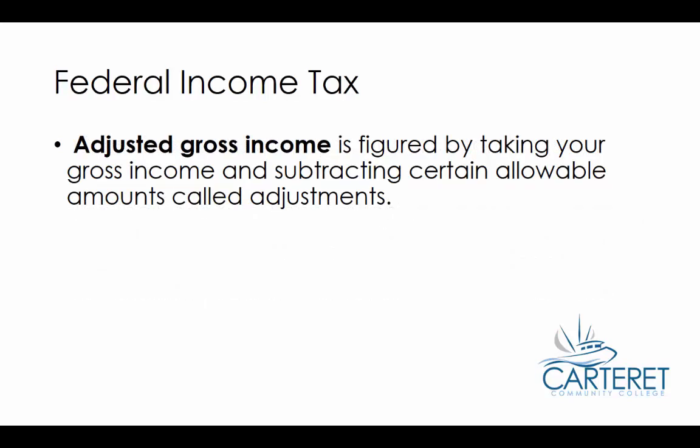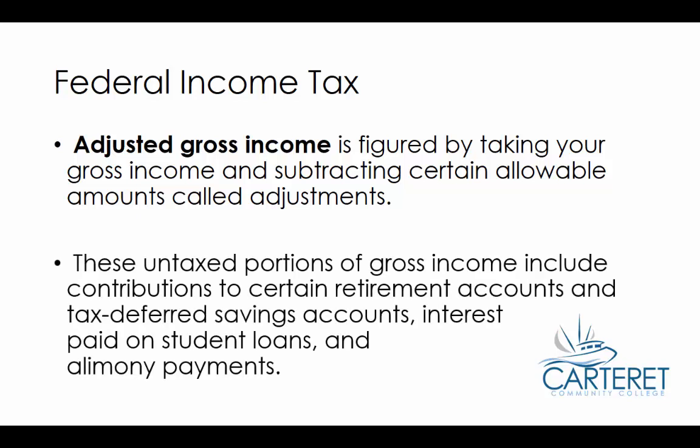Adjusted gross income is figured by taking your gross income and subtracting certain allowable amounts called adjustments. These untaxed portions of gross income include contributions to certain retirement accounts, tax-deferred savings accounts, interest paid on student loans, and alimony payments. The tax code tries to encourage long-term savings by allowing you to defer income taxes on contributions made to specific types of savings plans called tax-deferred savings plans. Money that you deposit into these accounts is not taxed now. Instead, it will be taxed in the future when you withdraw the money after you retire.